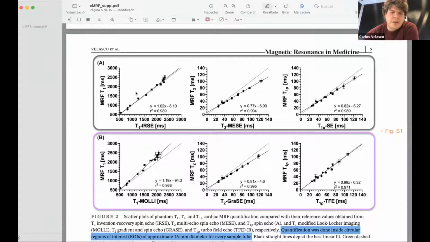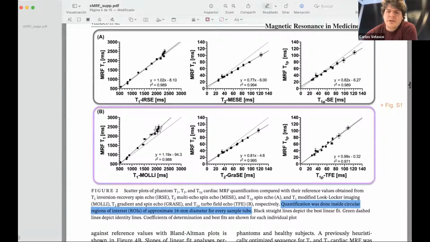We can see here that MRF behaves well against the spin echo in T1, and as usually observed in many other works, it's a bit overestimating compared to MOLLI, or maybe MOLLI underestimating compared to MRF. And in T2, we have a slight underestimation of T2 values, in both spin echo and T2 GRAPPA. And in T1rho, we have a slight underestimation also in MRF, but a good correlation against the fast.